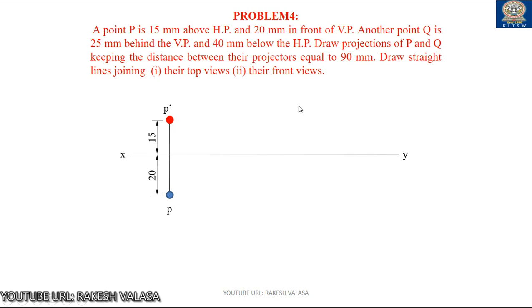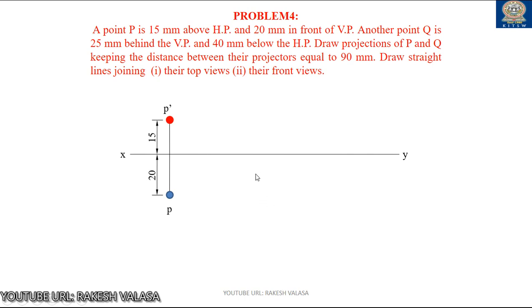Now draw the second point. The second point name is Q. It is 25 mm behind the VP and 40 mm below the HP. First identify the coordinate. Here Q is 25 mm behind VP and 40 mm below the HP. This point lies in the third coordinate. This coordinate is opposite to the first coordinate. That means you draw the front view below the XY line and the top view above the XY line.